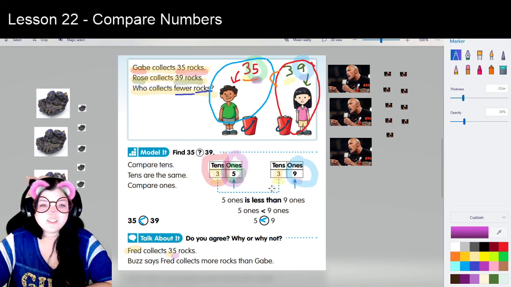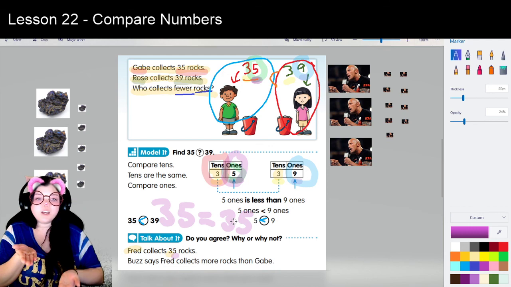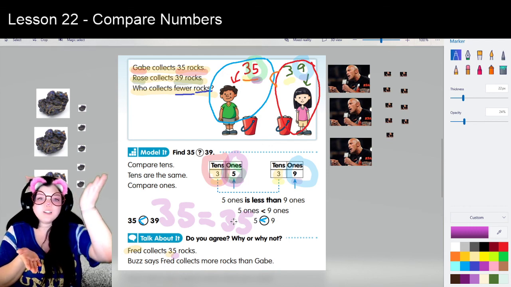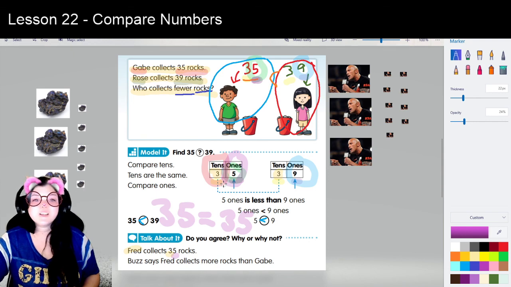So they are the same number, which means Fred and Gabe have the same amount of rocks. 35 is equal to 35. They are the same. They are balanced. One isn't bigger than the other. They both have the same amount of tens, and they have the same amount of ones. Good job!